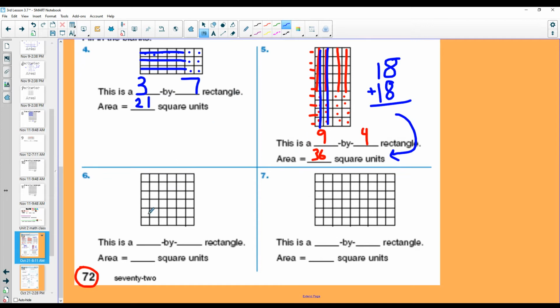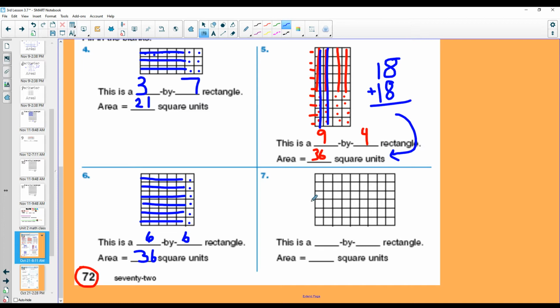All right, let's look at number 6. 1, 2, 3, 4, 5, 6. 1, 2, 3, 4, 5, 6. Ooh, it's a 6 by 6. 6 rows of 6. Okay, I'm going to count by fives. I'm going to go across. 5, 10, 15, 20, 25, 30, 31, 32, 33, 34, 35, 36. The area or the inside is 36.